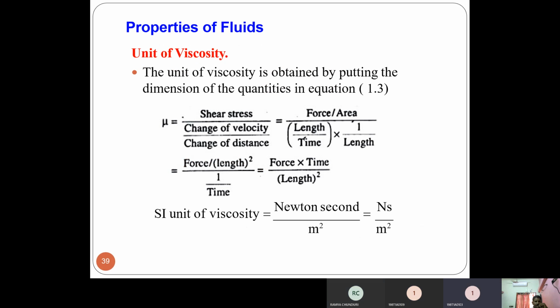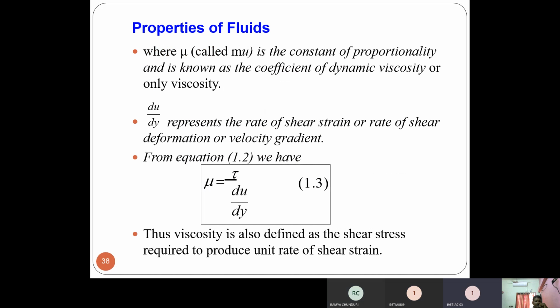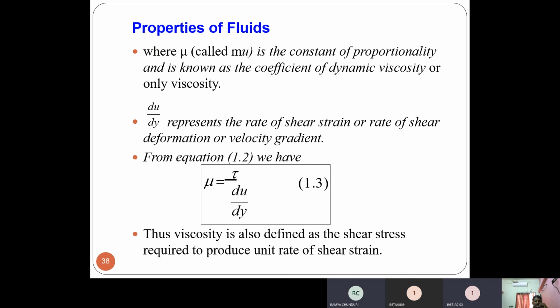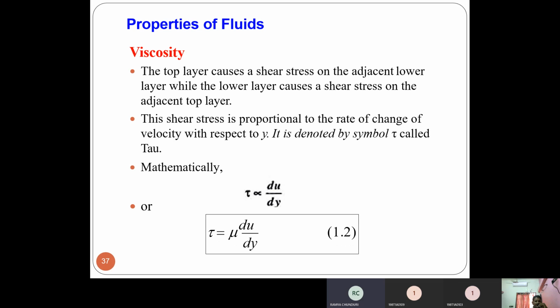Mathematically, this is expressed in this form. Going back to the previous slide, we can say shear stress is directly proportional to the rate of shear strain. If you remove the proportionality, we get tau is equal to mu into du by dy. This is Newton's law; Sir Isaac Newton experimentally proved this.